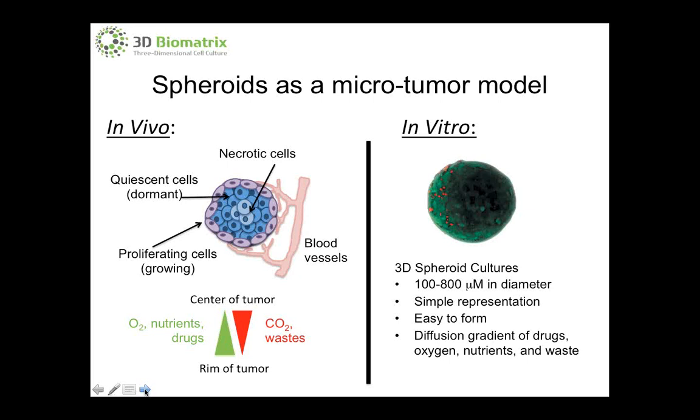You compare this to microtumor models in vitro, a spheroid. These cultures are 100 to 800 microns in diameter. They're a very simple, well-established representation of these microtumors. They're very easy to form, and they have all these really important diffusion gradients that are critical for the physiologic interaction of cells with drugs or just trying to understand different model systems.